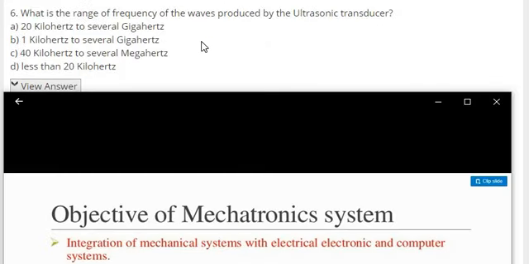Next, what is the range of frequency of the waves produced by ultrasonic transducers? Option A, 20 kHz to several gigahertz. Option B, 1 kHz to several gigahertz. Option C, 40 kHz to several megahertz. And D, less than 20 kHz. तो अल्ट्रासोनिक ट्रांसड्यूसर जो प्रोड्यूस करता है फ्रीक्वेंसी, इट इज़ 20 kHz टू सेवरल गीगाहर्ट्ज. वो स्टार्ट होता है 20 kHz का ही फ्रीक्वेंसी एंड ऑनवर्ड्स.